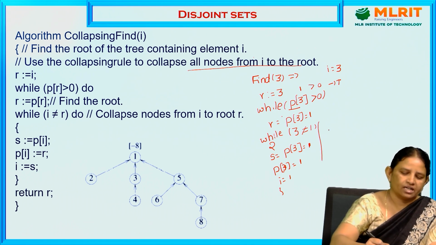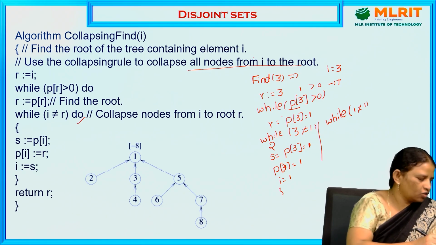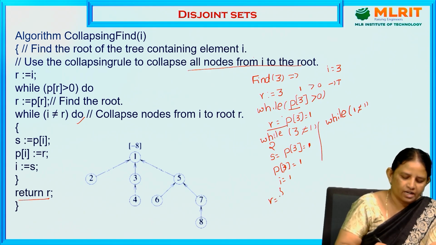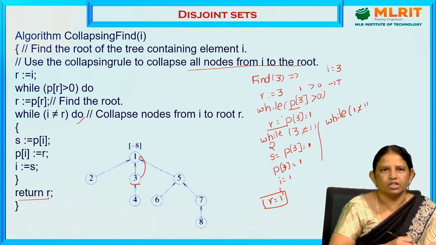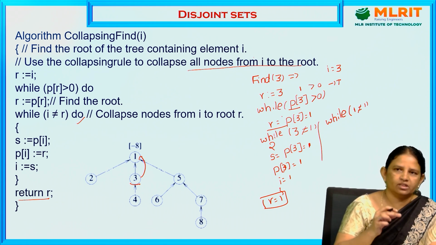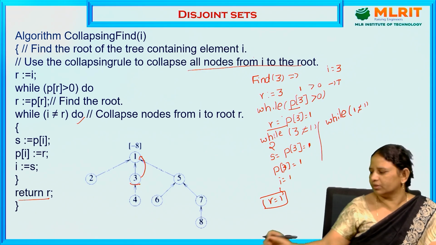Coming to the second iteration, while I value becomes 1, 1 not equal to, what is the R value? R value is 1. 1 not equal to 1, condition false. It returns R. What is R? R is 1, so 1 is returned. R equal to 1 means the parent of 3 is 1, returned by the collapsing rule. So in the case of the collapsing rule, it will collapse all the nodes in between the root node and the corresponding path and return the corresponding parent node.